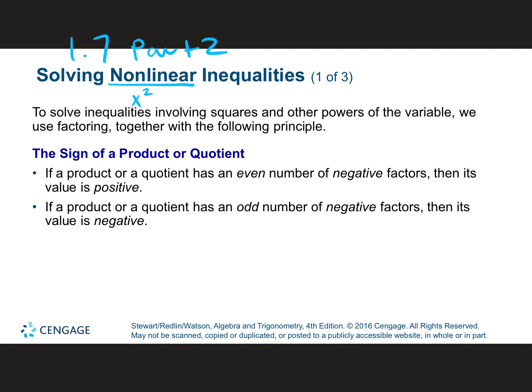Our inequalities, just as a reminder, are greater than or equal to, less than or equal to, greater than, or less than. And when we put them on a number line, if it's greater than or equal to or less than or equal to, it's going to have a closed circle at those points. If it's greater than or less than without the equal to part, it'll be an open circle at the points.